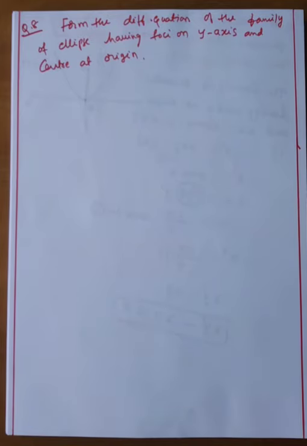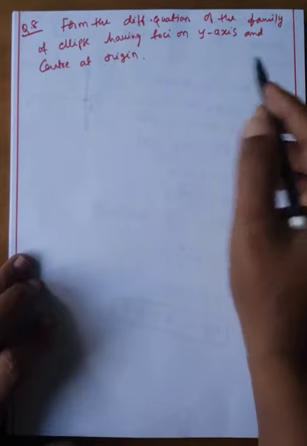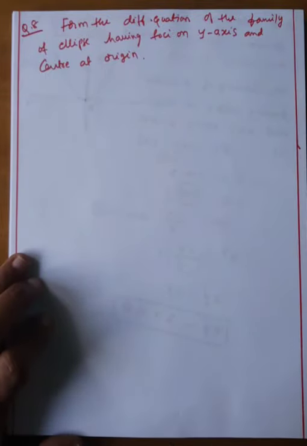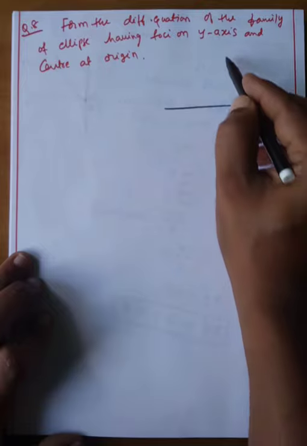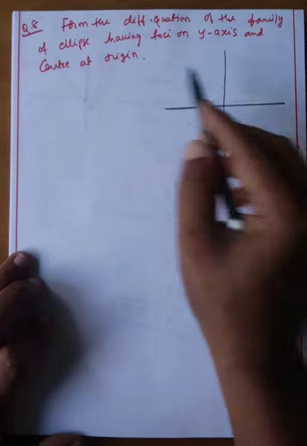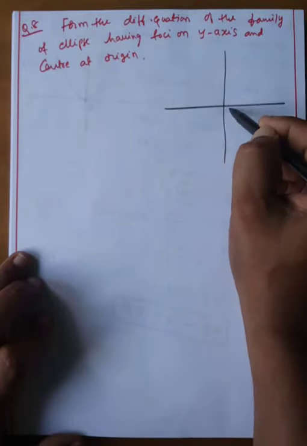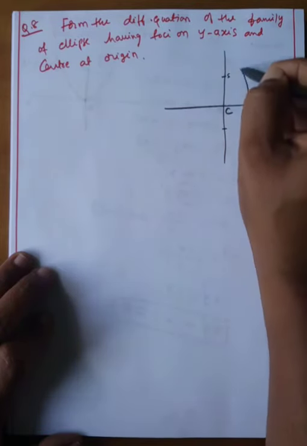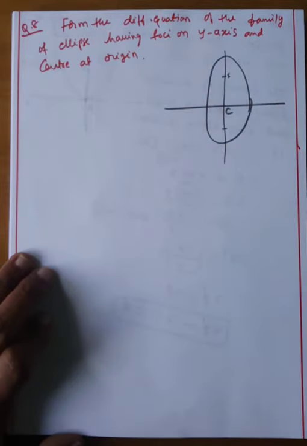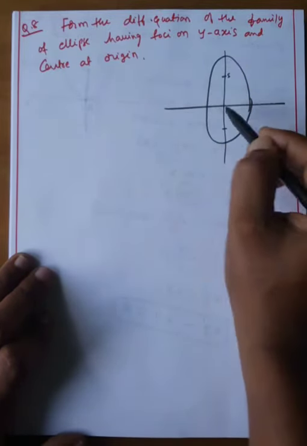Okay, my dear students, listen carefully. Form the differential equation of the family of ellipses having foci on the y-axis and center at the origin. You know the ellipse very well; in the class on application of integrals I also explained a lot of problems on the ellipse. Here it is clearly given: foci on the y-axis, and the center is at the origin. The ellipse goes in this way. Here this is called the major axis, and this is called the minor axis.